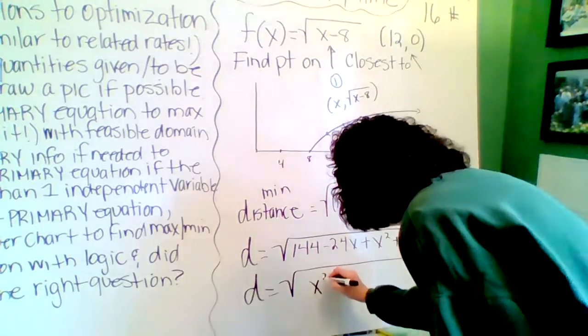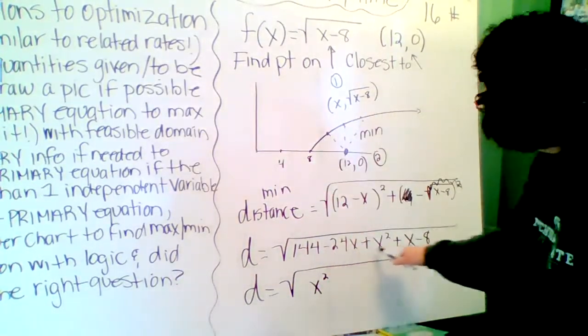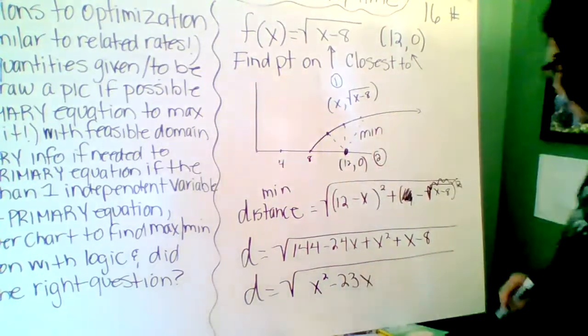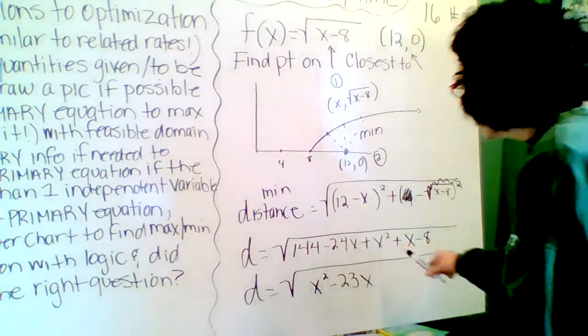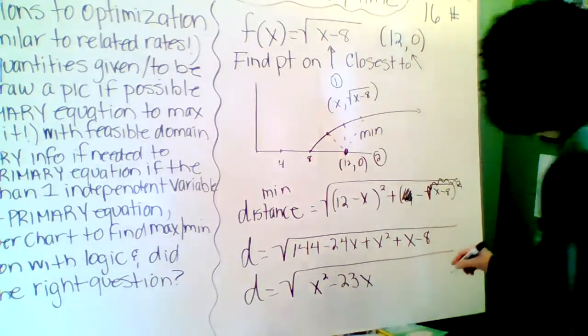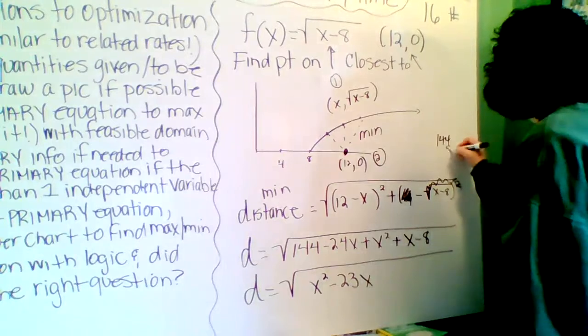So we have x squared, right, minus 24x plus x is minus 23x, right? And then 144 minus 8, did I catch it all? 144 minus 8. I'm doing okay.